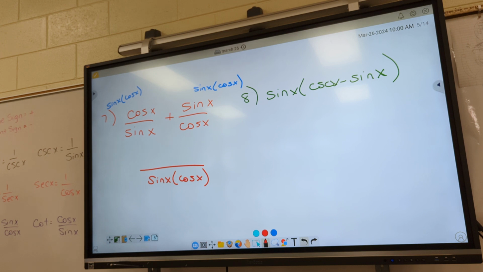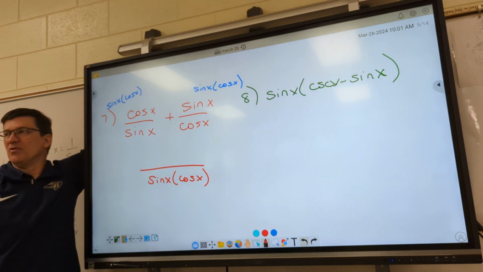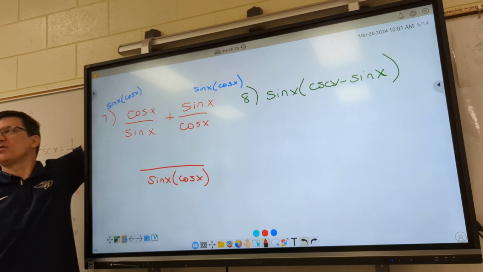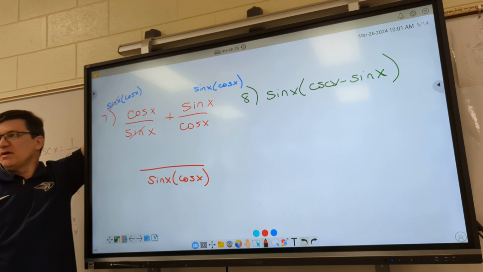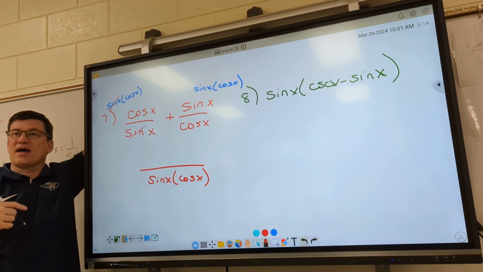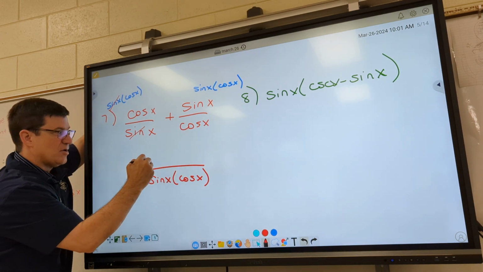All right, I'm giving y'all time to write it down. All right, let's do your cross out step. Remember, you can only cross something out if it's on the bottom. Sine's on the bottom. I can cross those sines out. I can't cross the cosines out, so I got to times them together and bring down cosine squared.